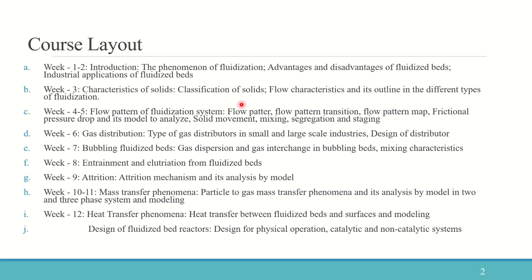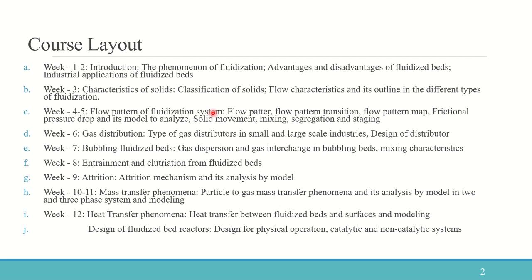One basic classification is given by Geldart in 1974, where he classified the powders into four groups: A, B, C, and D. C is cohesive particles, the smallest size particles, and A is slightly larger, and B is slightly larger, similar to the size of sand, and D is very large size particles.